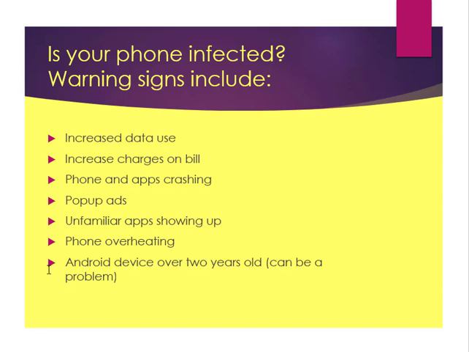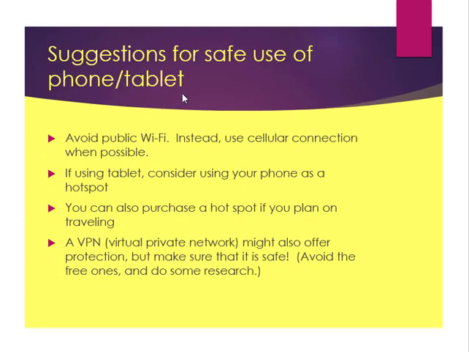Android has them too, but they don't always give all the levels to their different phones. So that's why there could be a problem with an Android. If you want to use your phone or tablet and be safe, first thing you want to do is avoid public Wi-Fi. So you've got cellular connection on your phone, so use it if you're at the airport or in a hotel. Don't use the public Wi-Fi if you have cellular.